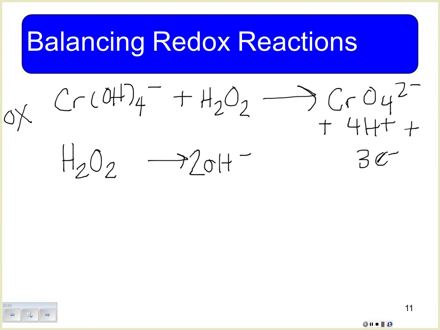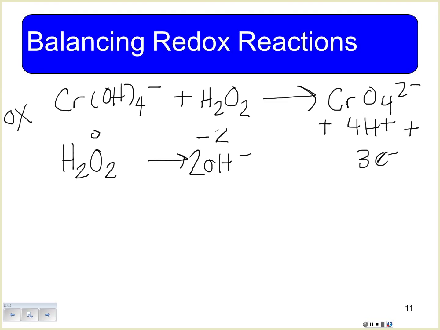Okay, so now we have to charge balance. Okay, we have neutral over here. We have no negative or positive ion on the left. Okay, and so what's our charge on the right-hand side? -2. So basically we have 0, neutral, and we have -2.